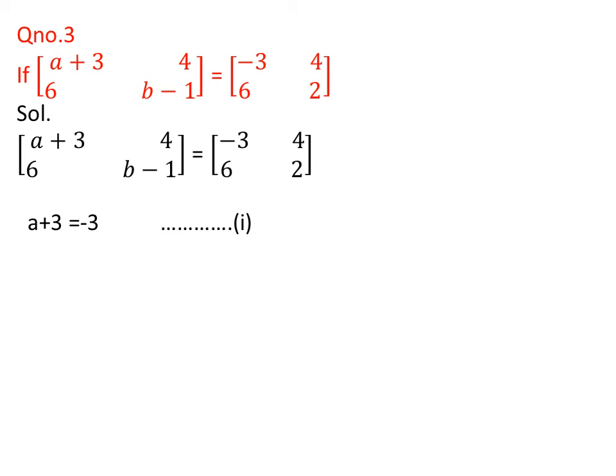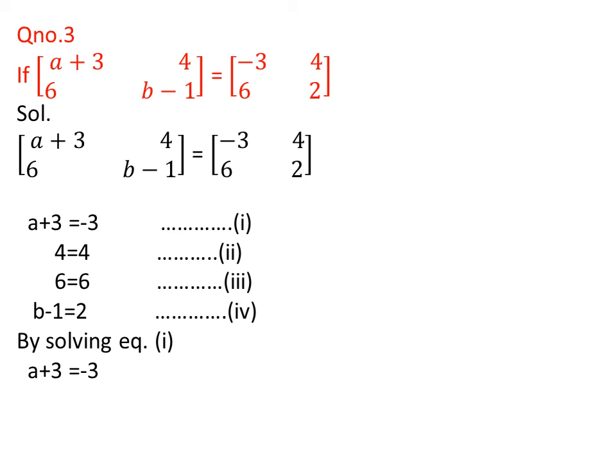By comparing the first element of both these matrices we can write a plus 3 equal to -3 which is our first equation, and by comparing the second element of both these matrices we can write 4 equal to 4 which is our second equation. Similarly by comparing the third element we can write 6 equal to 6 which is our third equation, and when we compare the last element of both these matrices we can write b minus 1 equal to 2 which is our fourth equation. Now we will solve equation number 1 for finding the value of a.